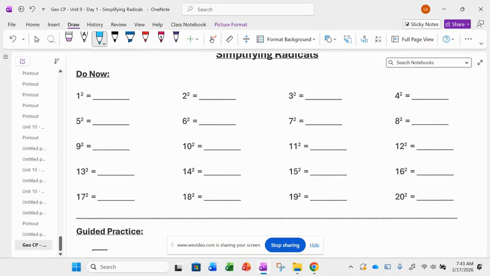So 1 to the second power is pretty easy because 1 times 1 raised to any power will always be 1, because 1 times 1 is 1.